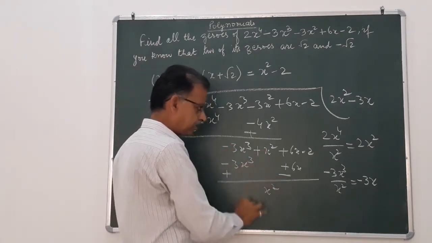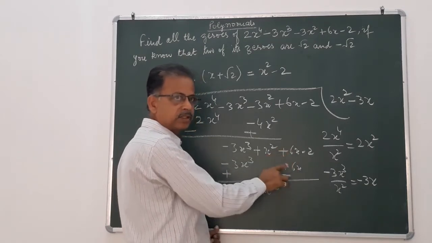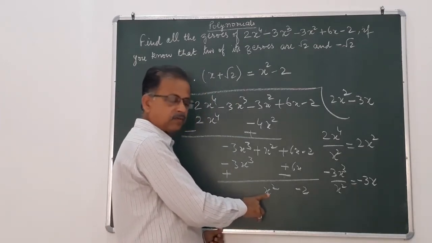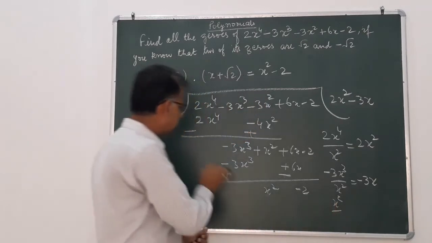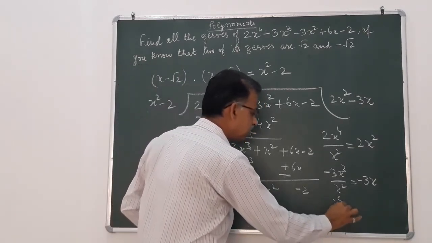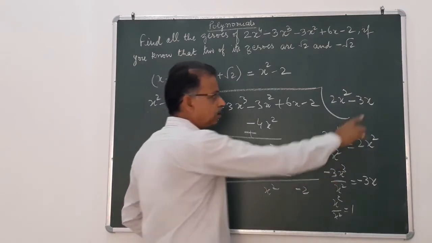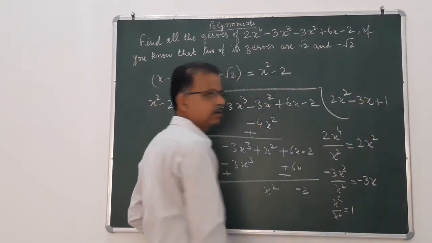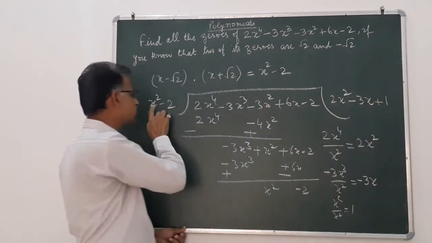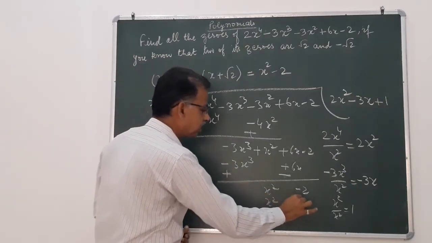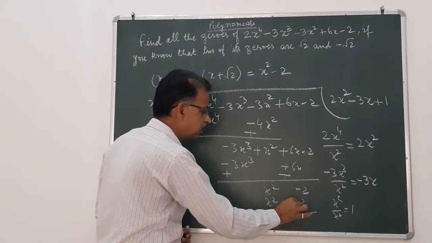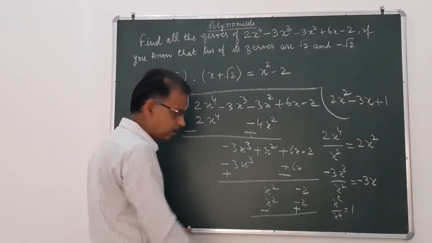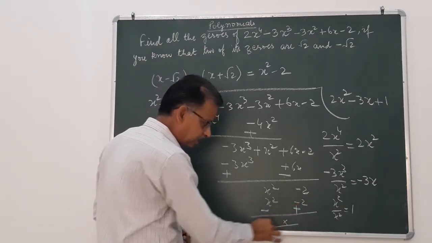Now x square, 6x minus 6x. Sum of these two terms is 0. Minus 2. Now we divide x square by x square. We get 1. So the third term of the quotient is plus 1. Now we multiply 1 and x square minus 2, we get x square minus 2. We will change signs. X square minus x square, sum of these two terms is 0. Minus 2 plus 2, 0. It means the remainder is 0.